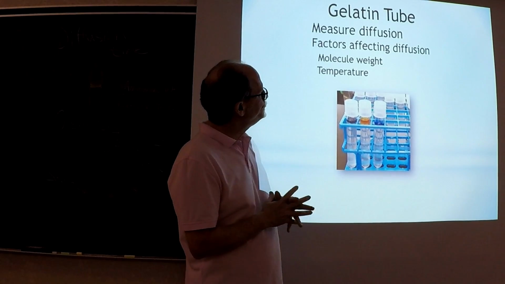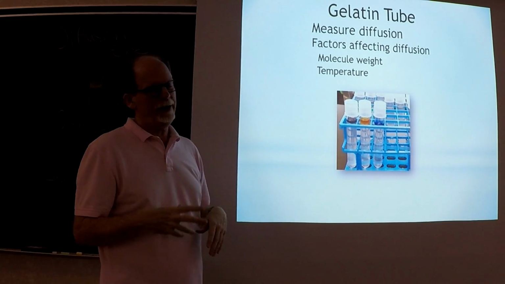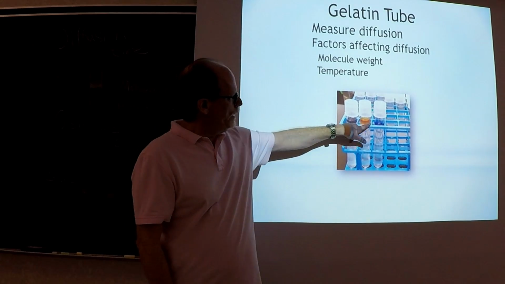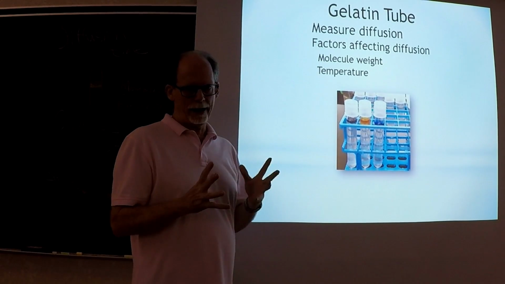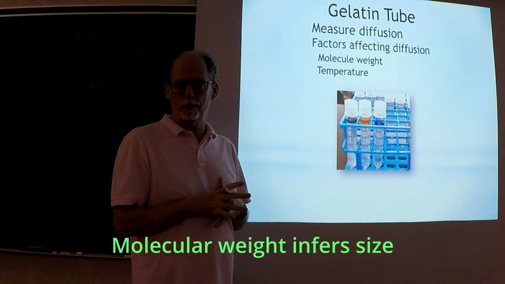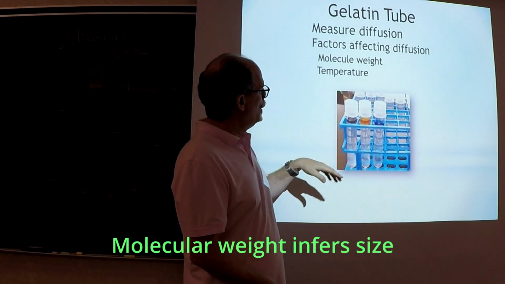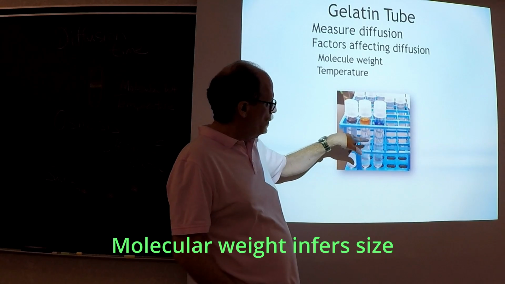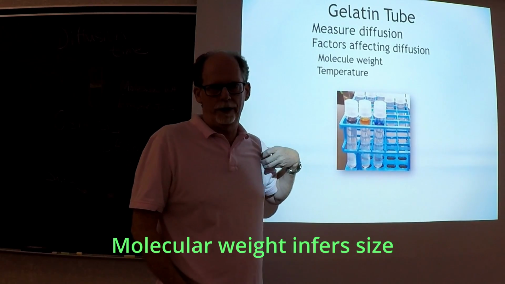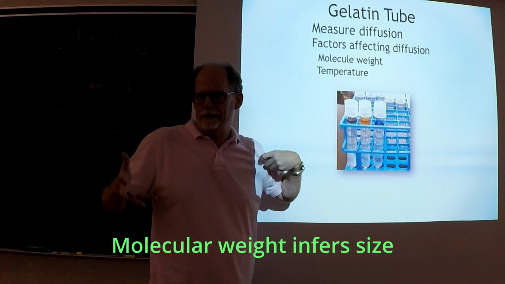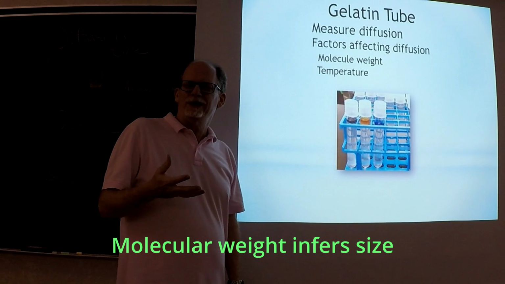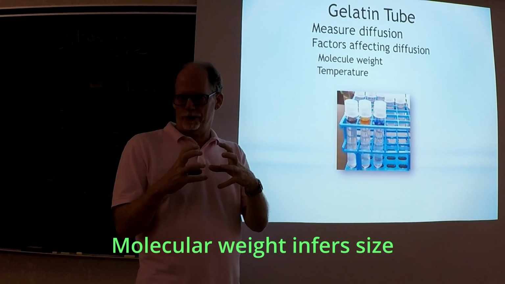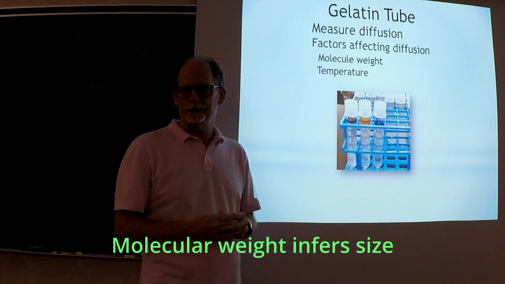So what we do for this experiment is we want to vary a couple things. We want to use different dyes that have different molecular weights. I think one has a molecular weight of about 300, one has a molecular weight of 500, and one has a molecular weight of 700. That's basically a way of telling you how big the molecule is. The lower the molecular weight, the smaller it is.